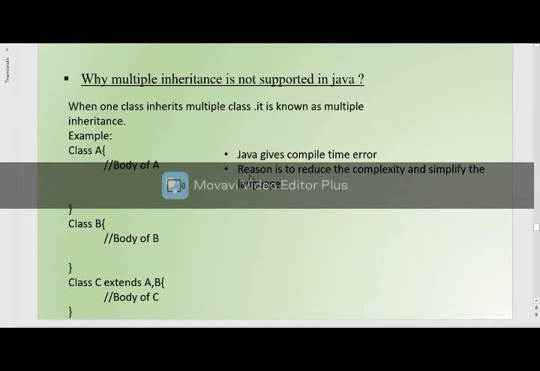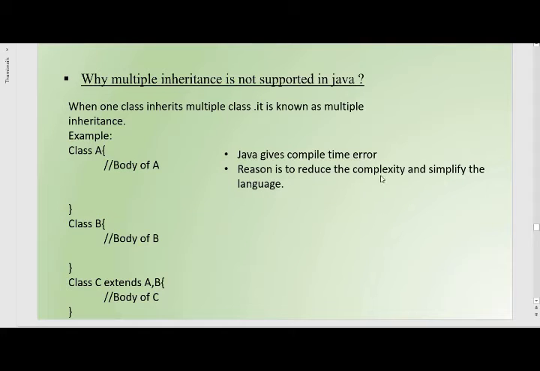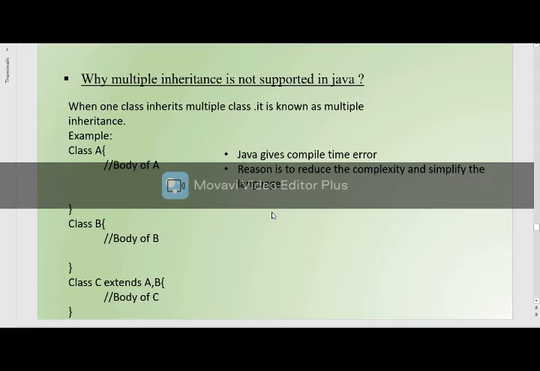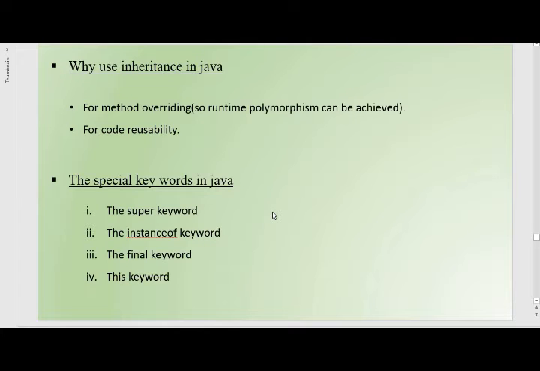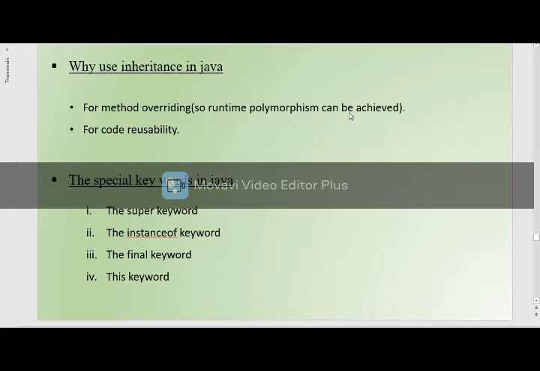Why? The reason is to reduce the complexity and simplify the language. That is the reason why multiple inheritance is not supported in Java. Next, move to another one. Why use inheritance in Java? There are two reasons. First, for method overriding, so runtime polymorphism can be achieved. I will do another session for polymorphism and describe what polymorphism is.